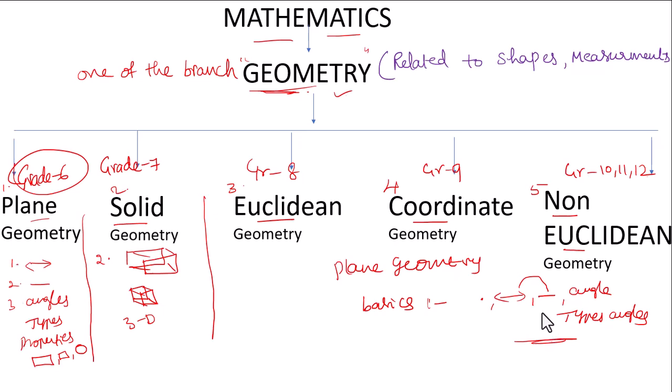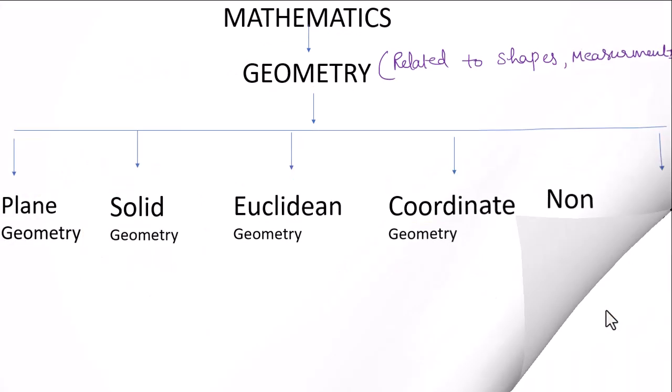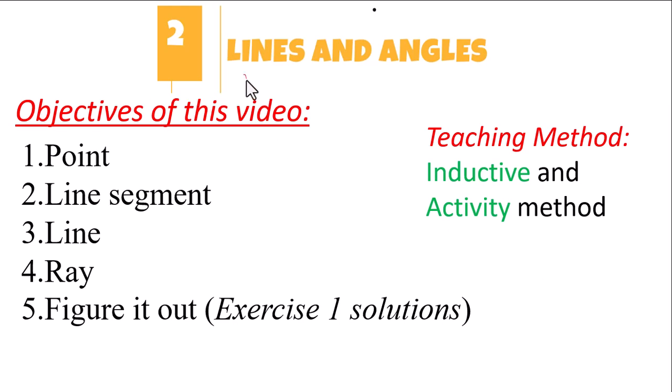So let us enter into our main topic. Today's lesson is lines and angles. What we are going to learn particularly in today's class: point, line segment, line, the difference between line and line segment, and a ray. And if time is there, I am going to explain the exercise 1 solution with your help. Okay, so now one by one we will learn that. The first one is point.